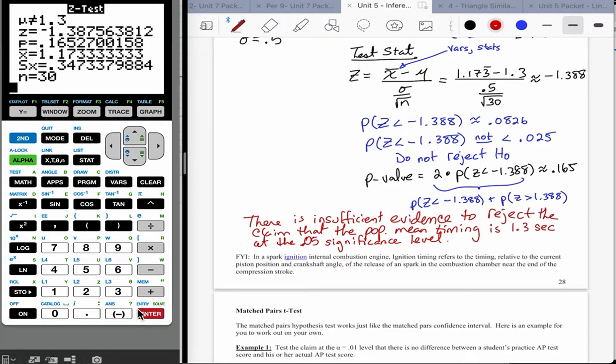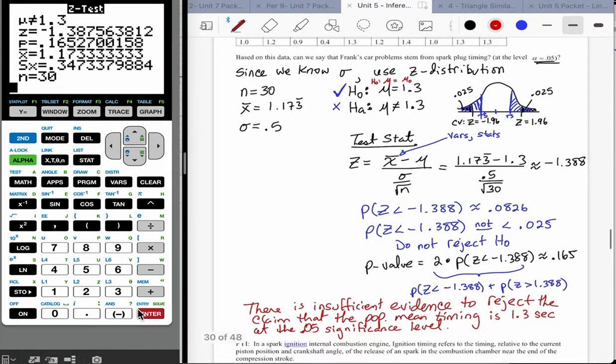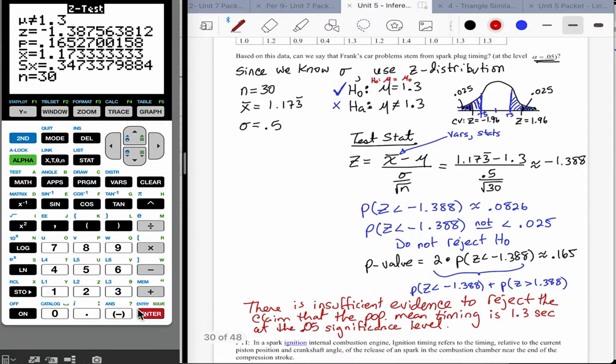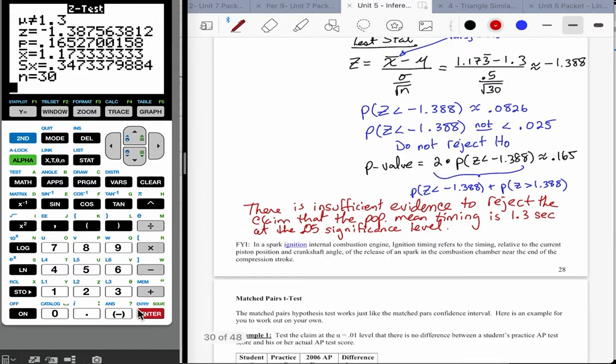So then they were asking, based on this data, can we say Frank's car problem stemmed from the spark plug timing? All right, so if there's not enough evidence to reject the claim that the spark plug timing is 1.3 seconds, and 1.3 seconds is considered good as a spark plug timing, then it's probably not the spark plugs that are the problem. So whatever's wrong with this car isn't as simple as the spark plugs.